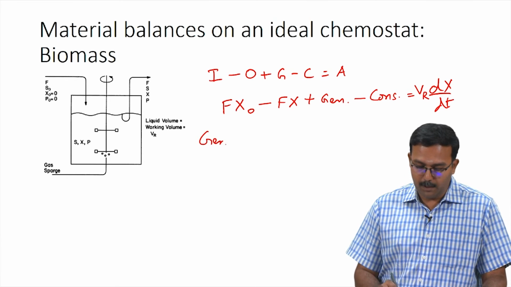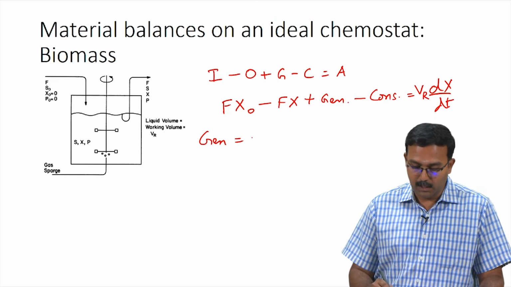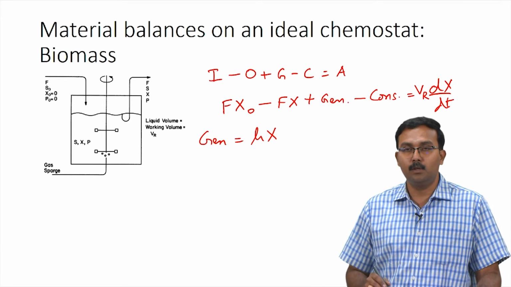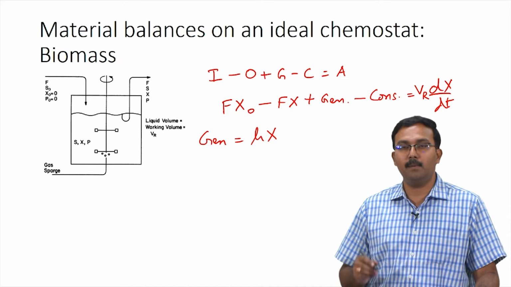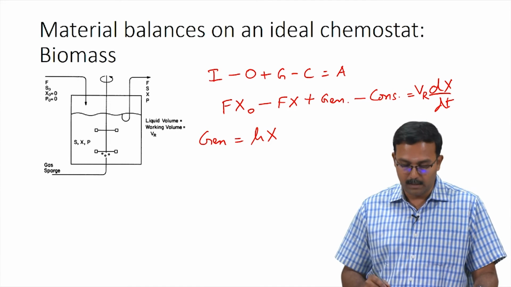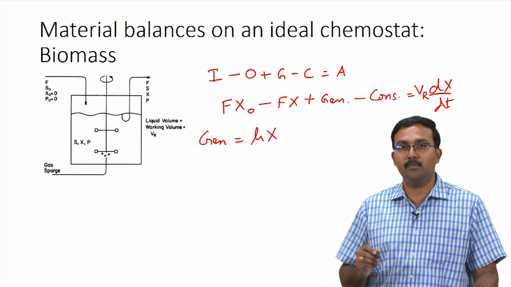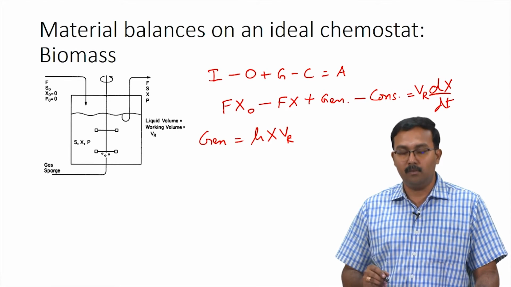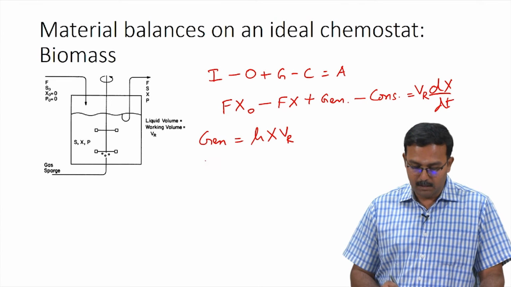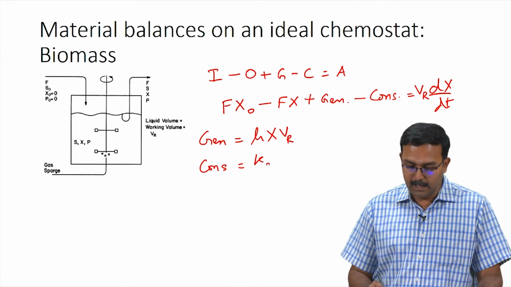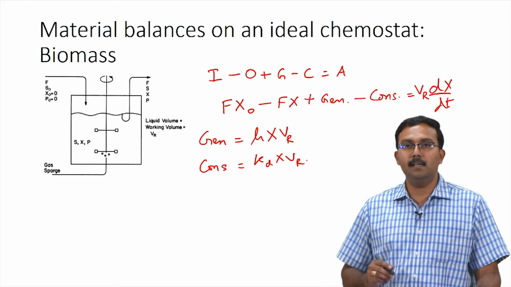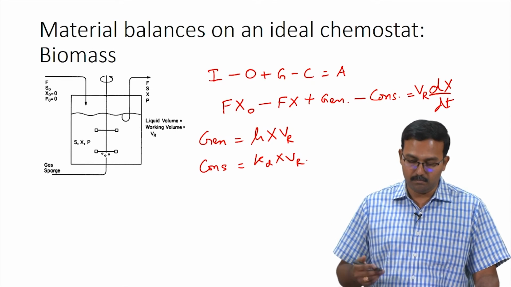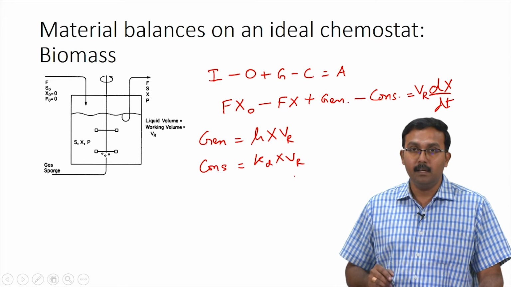Generation for biomass will depend on the growth of the cells. So, that would be based on the specific growth rate, which is mu times x, which gives us the rate of change in biomass concentration with respect to time due to cell growth. We want the change in total mass of the biomass or cells with respect to time, so this again multiplied by VR, the volume of the reactor, will give us the generation term. Similarly, we can get the consumption term as KdXVR, where Kd is the specific death rate, or the specific rate at which endogenous consumption of biomass is happening. So, this would be KdXVR.